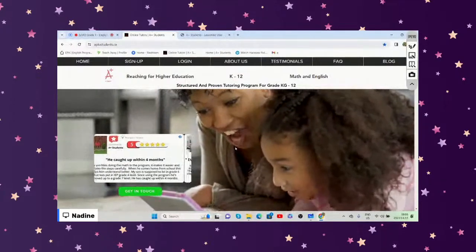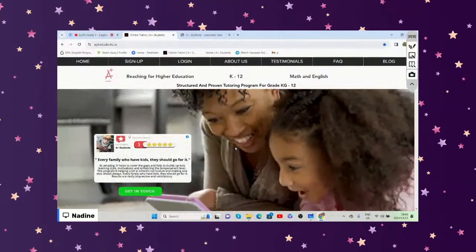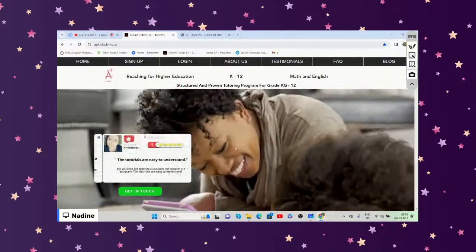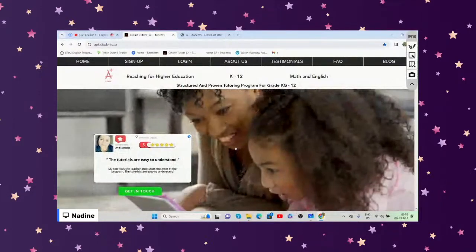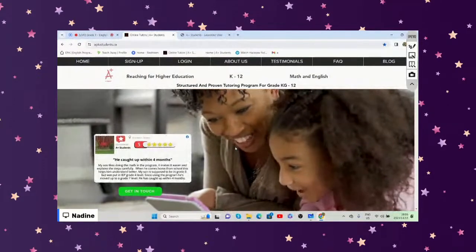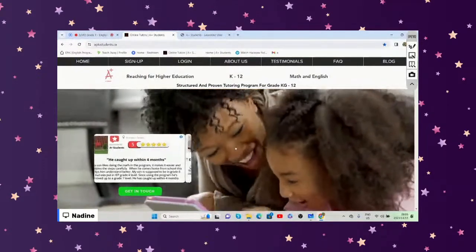Today, we'll be doing our grade 1 English lesson on context clues. So, we're doing our grade 1 English lesson on context clues.